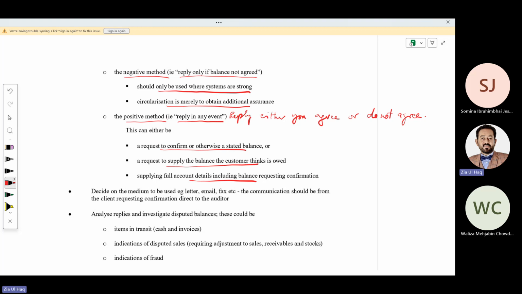Reply only if you do not agree. Meaning, in case of no reply, we will consider the customer is agreeing with the balance. What is the positive method? Reply either you agree or do not agree. Meaning in both cases you must reply.